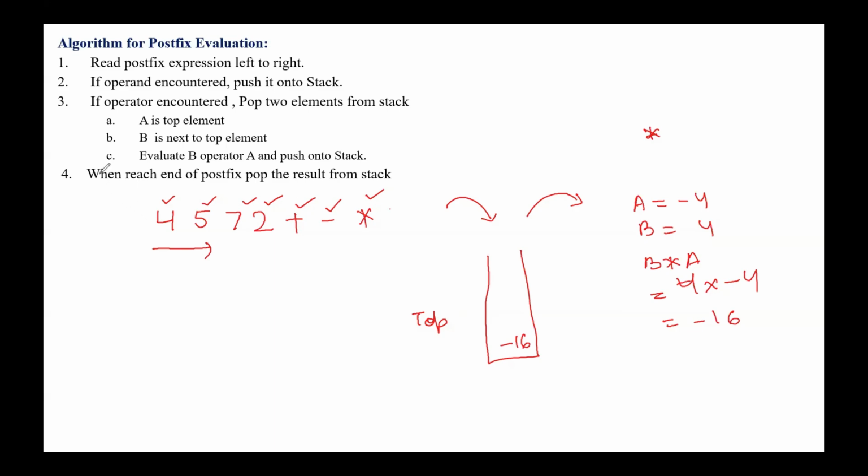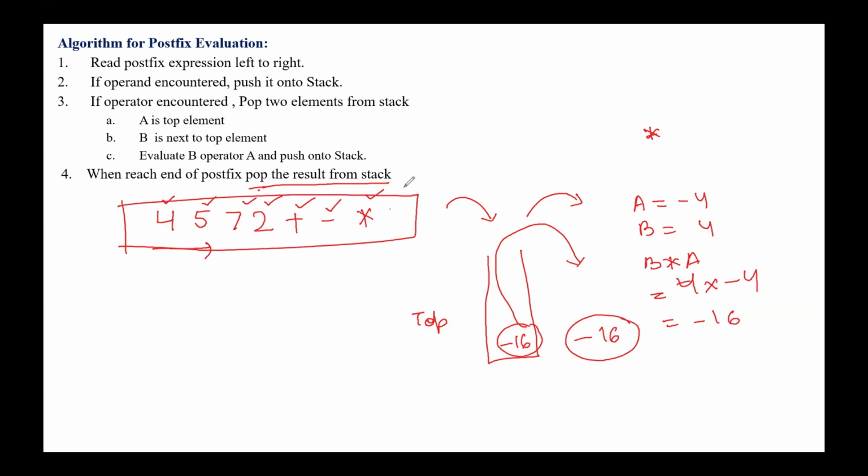Now when we reach the end of the postfix, what do we have to do? We have to pop the result from the stack. Popping the result gives minus 16. So our result is minus 16. If we evaluate this expression, we get the result minus 16.